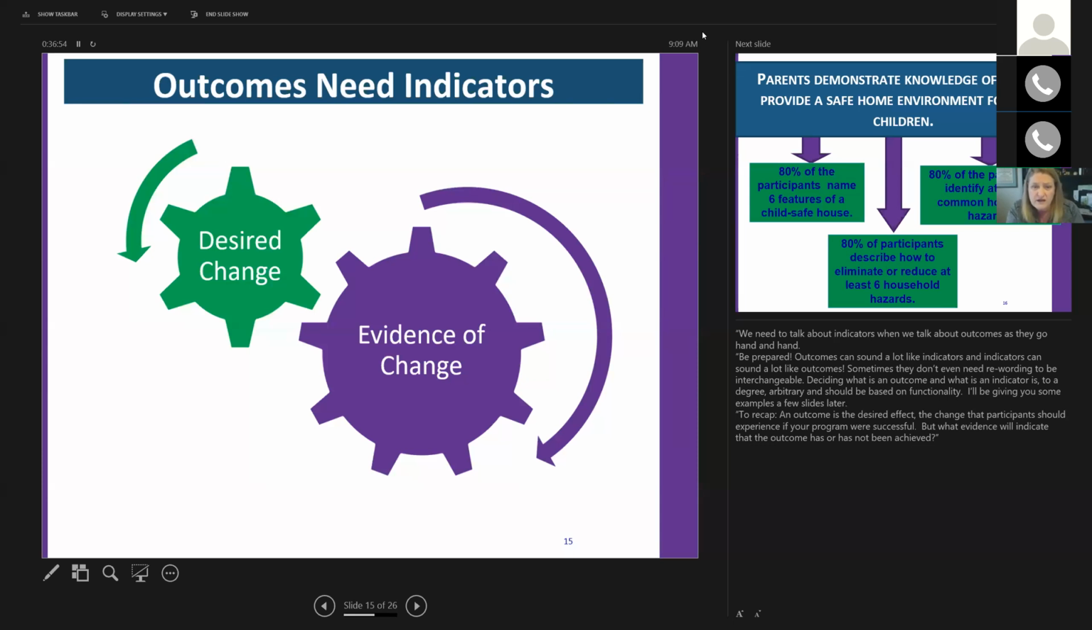Okay, good deal. There's one more question that came in. We use the PFS to determine if we're reaching our outcomes. However, our participants think they're doing fine. This doesn't help us determine. Yes, the whole pre-test, post-test thing.